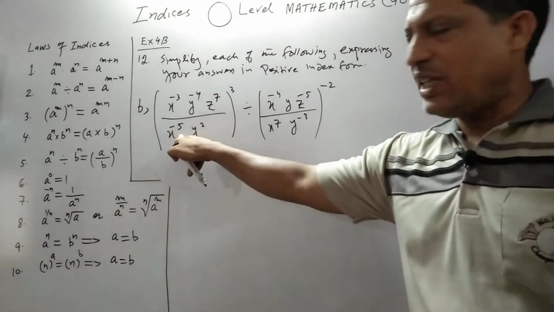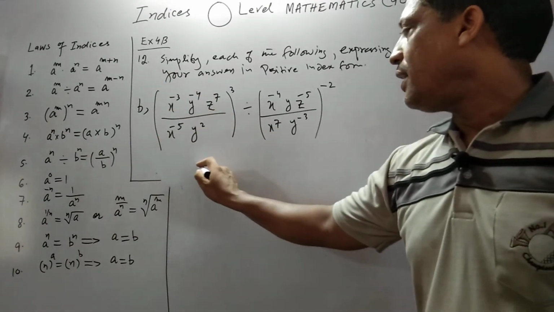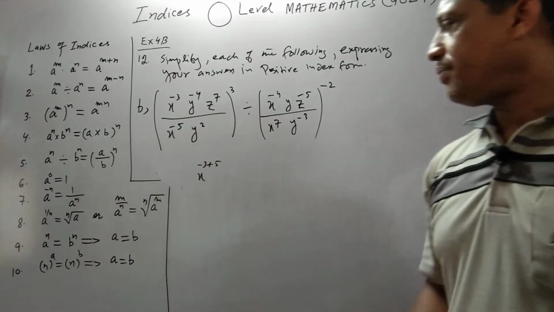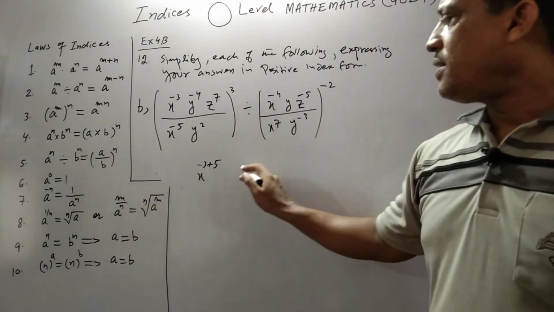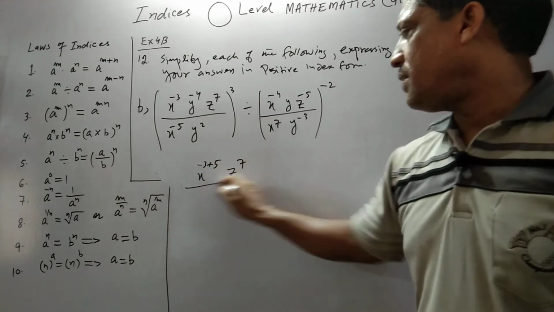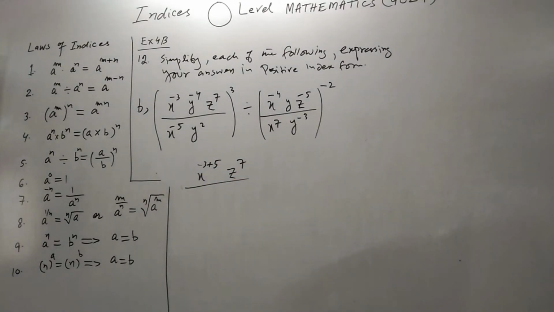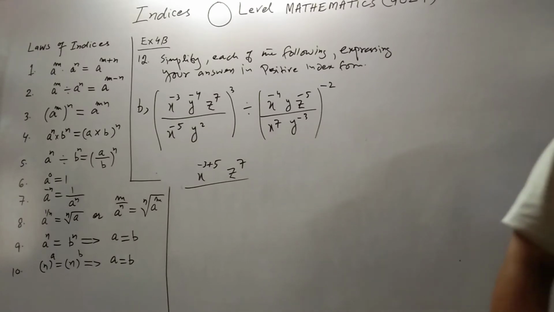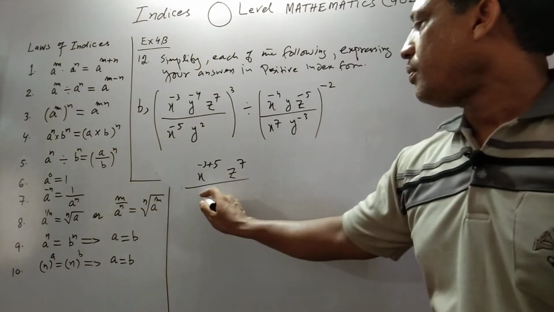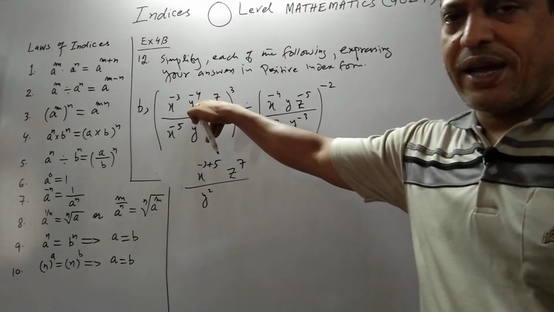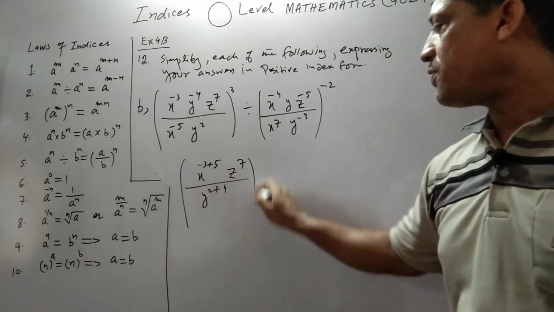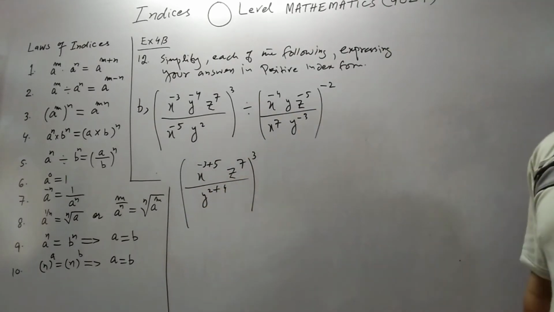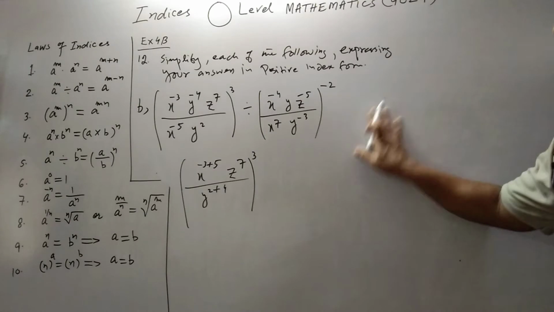This is x minus 5, this is x minus 3. So we move this x minus 5 to numerator side. This is minus 3 plus 5. And this z is same, z7. This is y square. Move this minus 4 to denominator side. It becomes plus 4. And 3 remains 3.